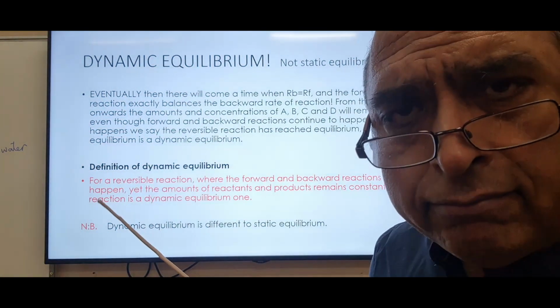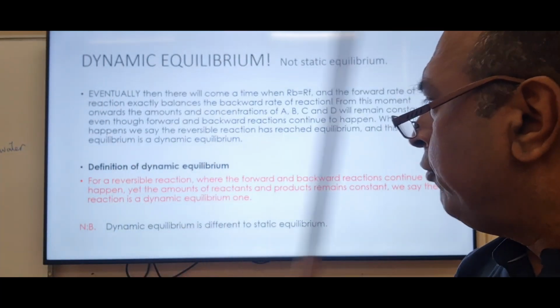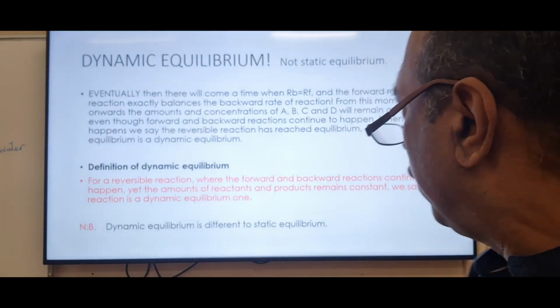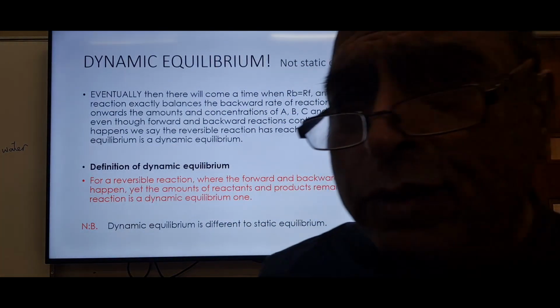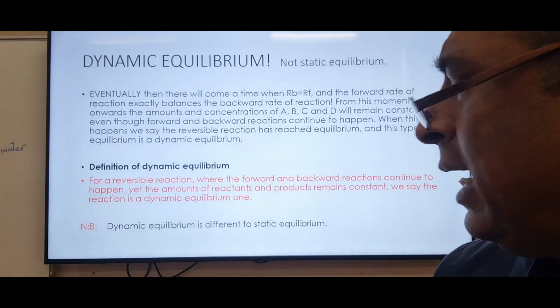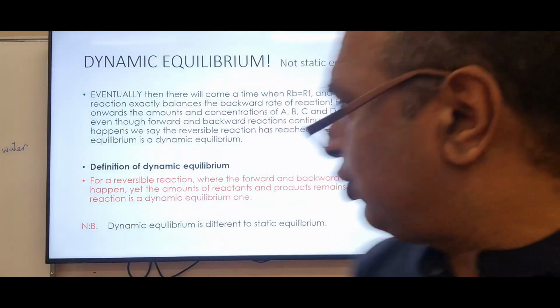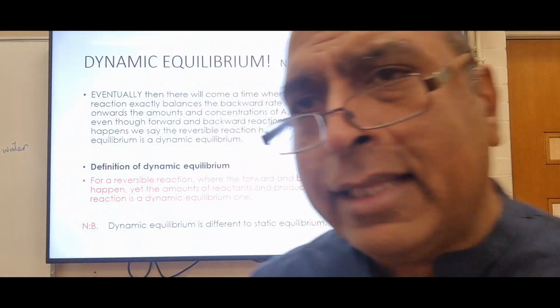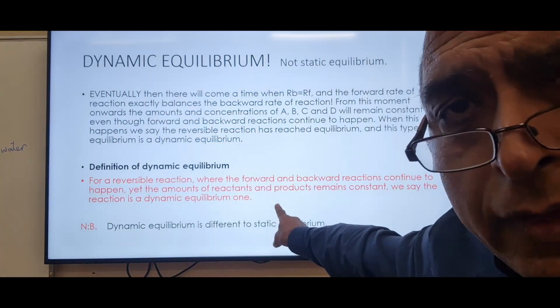So I want you to learn this definition. Again, it's in red. I want you to learn it. For a reversible reaction, where the forward and backward reactions continue to happen, yet the amounts of reactants and products remain constant, then we can say that is a dynamic equilibrium. Learn that in red.